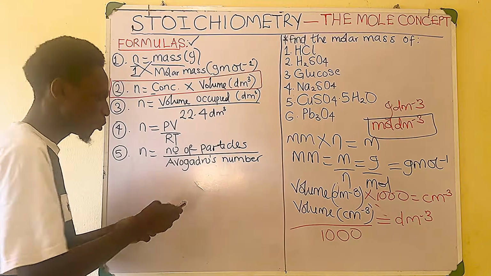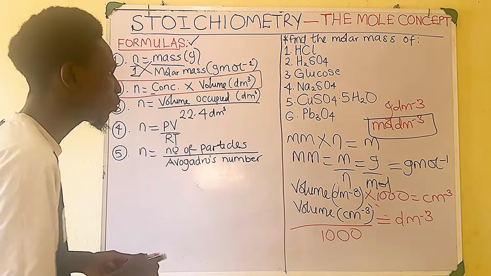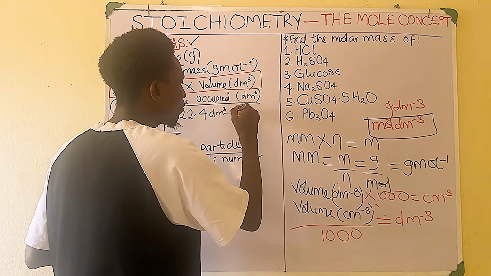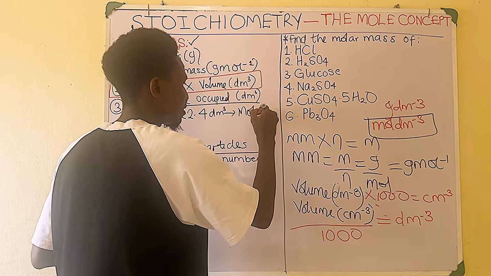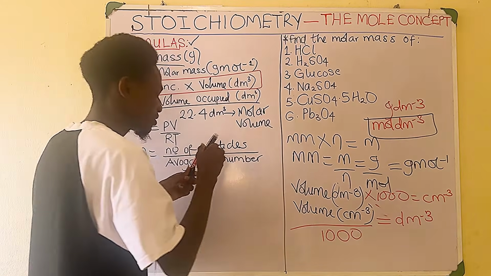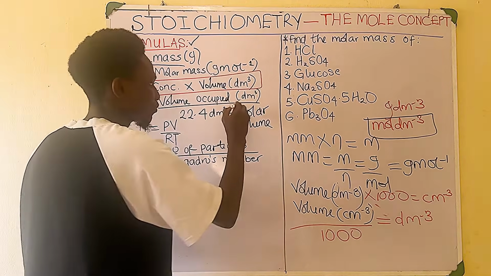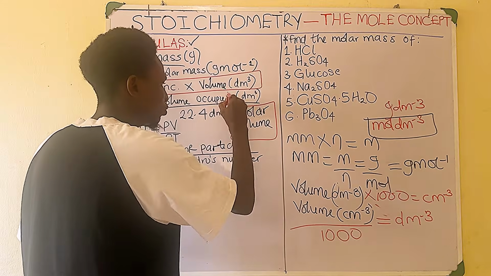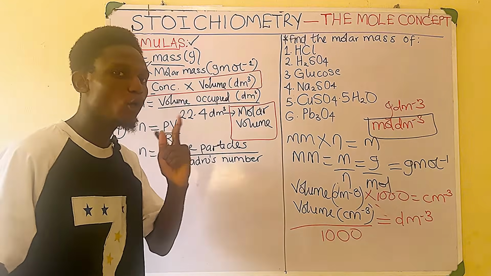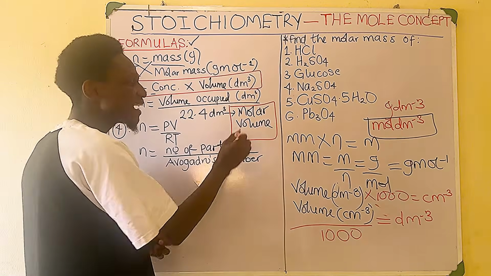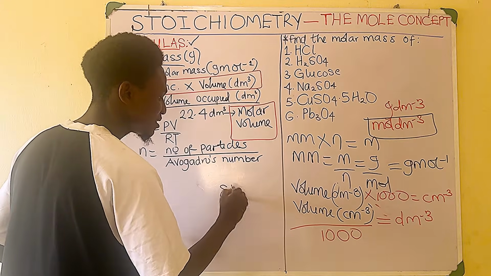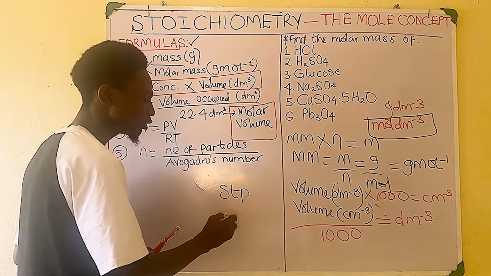Now, this 22.4 dm cube, in case they ask you a word question, what is this 22.4 dm cube? It is the molar volume of a gas. It is a constant. Molar volume. Please take note of these things. Molar volume. This molar volume, according to chemistry, is the volume that 1 mole of a gas occupies at STP. STP, standard temperature and pressure.